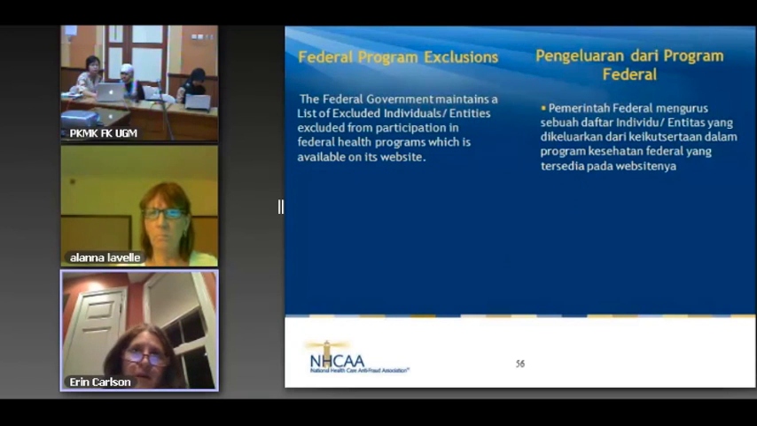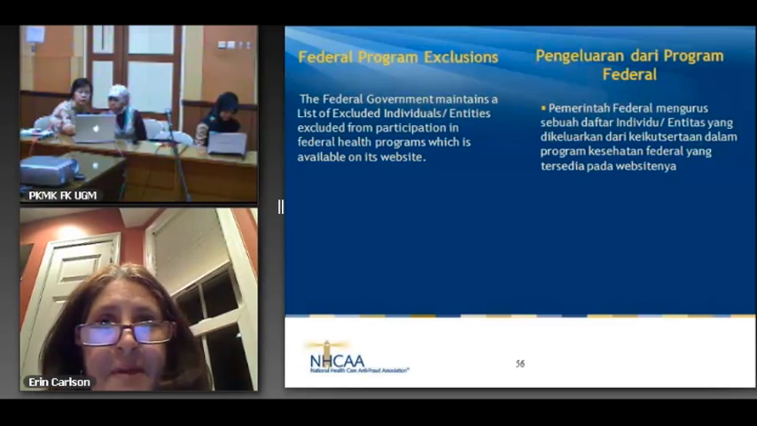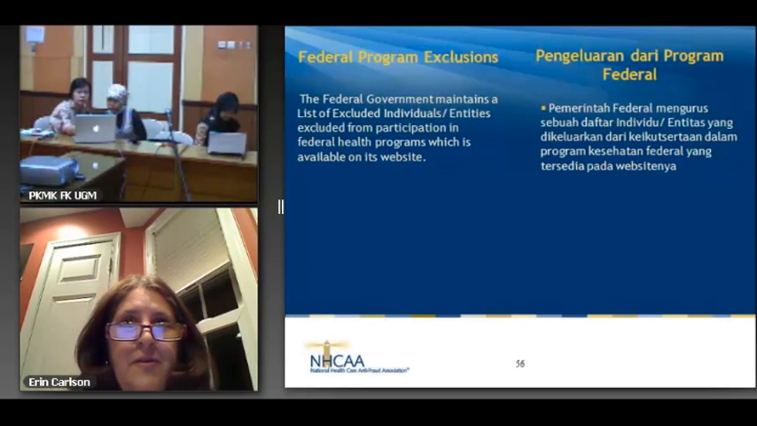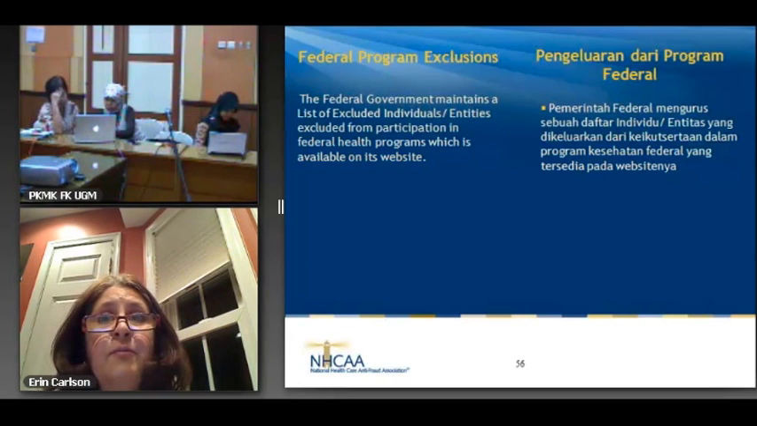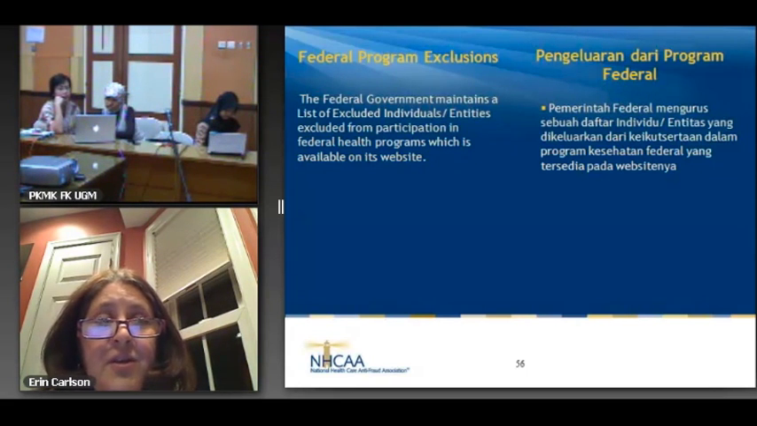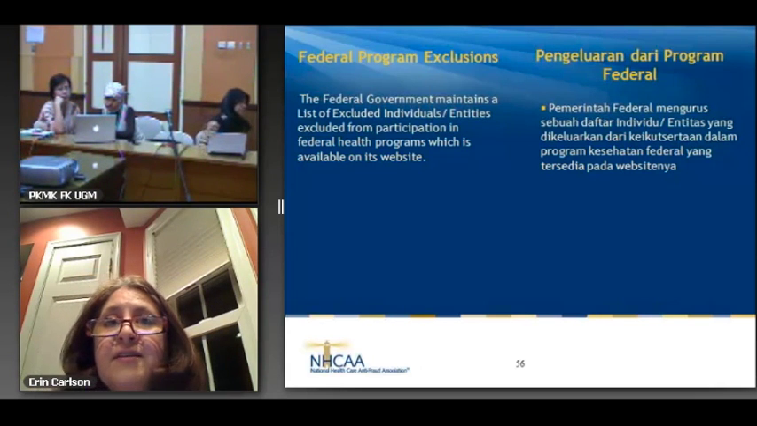We also have, within the federal government, an exclusions list. These are people who have committed crimes and have submitted false claims against the government. And what the government does is it excludes them from billing the government ever again. So if you are a physician and you have submitted false claims to the government and the government catches you, you may never bill the government again. It can damage your livelihood as a physician.